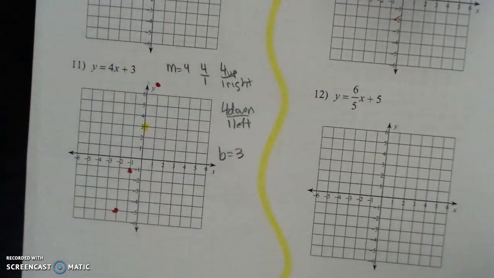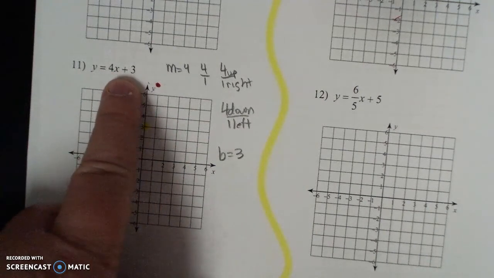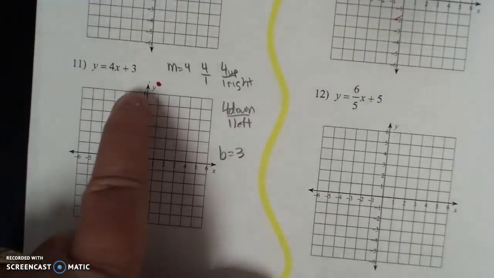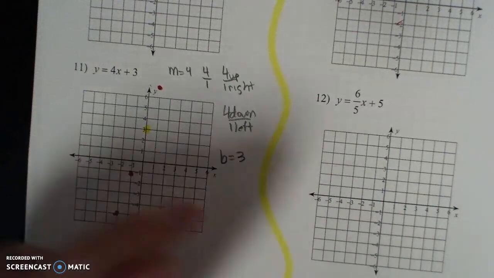So when you do it, you are going to put your y-intercept in yellow, and your y-intercept is your B. And then you're going to travel and put dots in red. You are not going to attach the line. That's the first part.